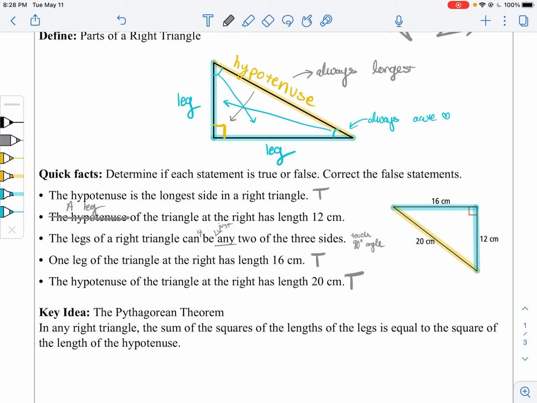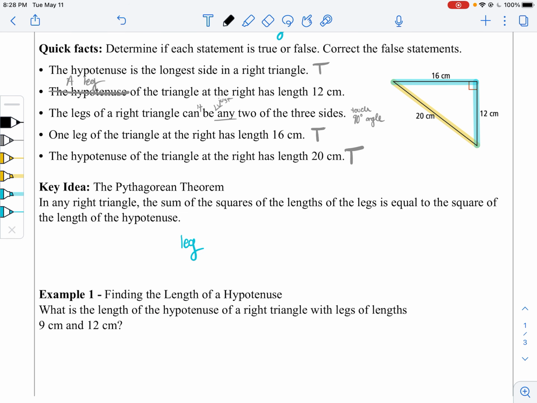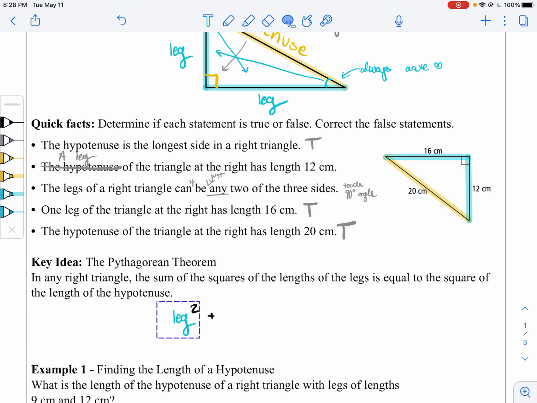All right, sweet. Now we need to know what these are because if you take the length of the hypotenuse, that's equal to the squares of the other sides. So if you take a leg squared, and then you add that to the other leg squared, that will always be equal to the hypotenuse squared.